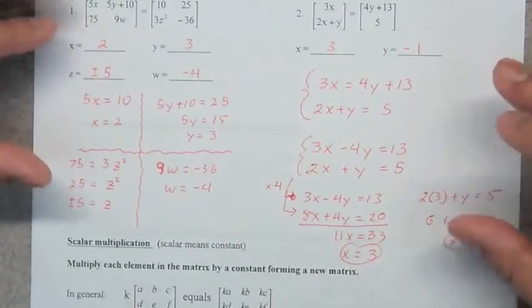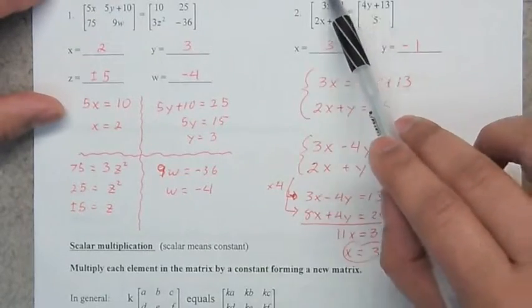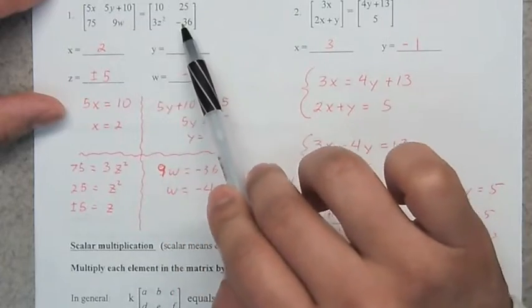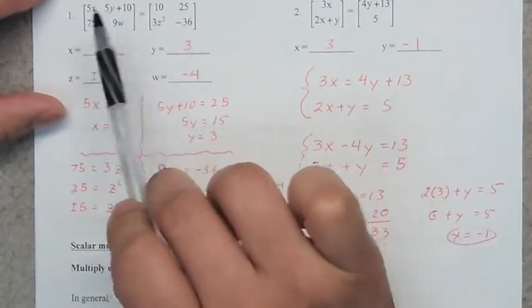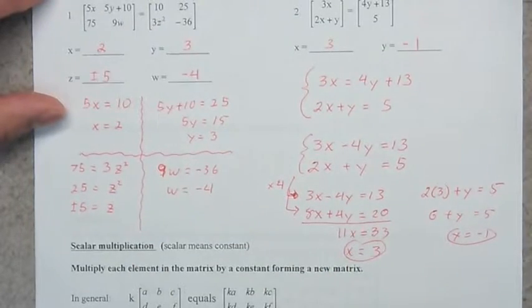Okay. So matrices are equal if and only if they have the same dimensions and the corresponding elements are equal. So first of all, this is a 2 by 2. It's also a 2 by 2. And we want to say each element is equal. Well, this is going to help us set up just a couple of linear equations.